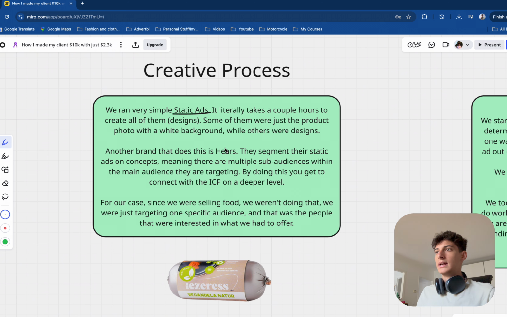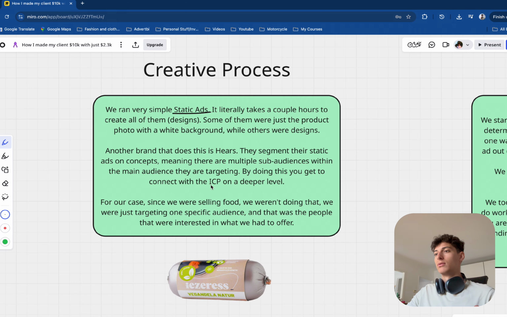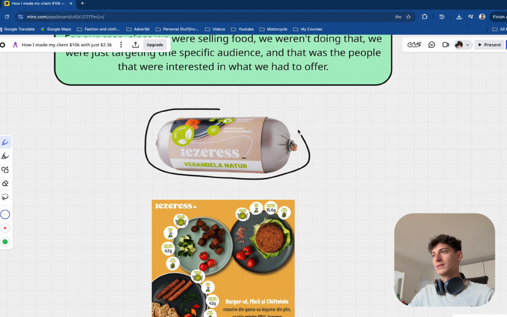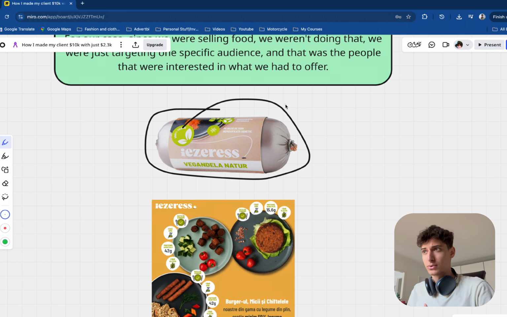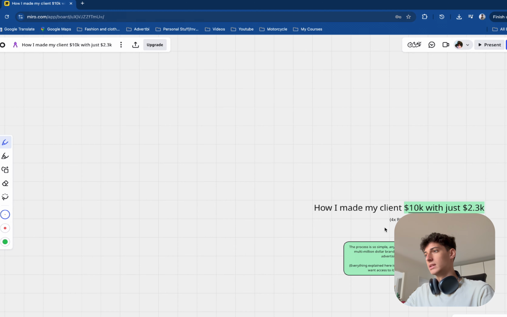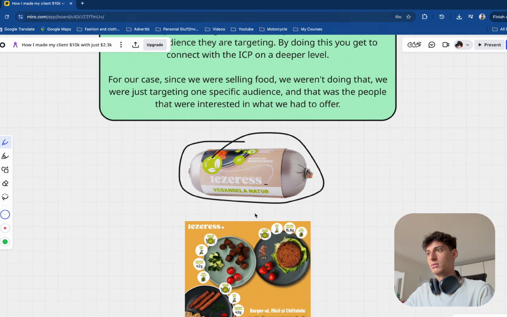It's very simple. And some of them were just product photos with a white background, while others were designs, as I just mentioned. So, for example, here, this was one of our ads, and this was a white background, literally just the product photo with a white background. And I put it there because I thought it was not gonna really get results, but I was gonna test it. And this ad brought me thousands of dollars worth of sales. It brought me like a tenth, maybe 2/10 of the amount here. This amount here, the 10K. It brought quite a good amount of money.